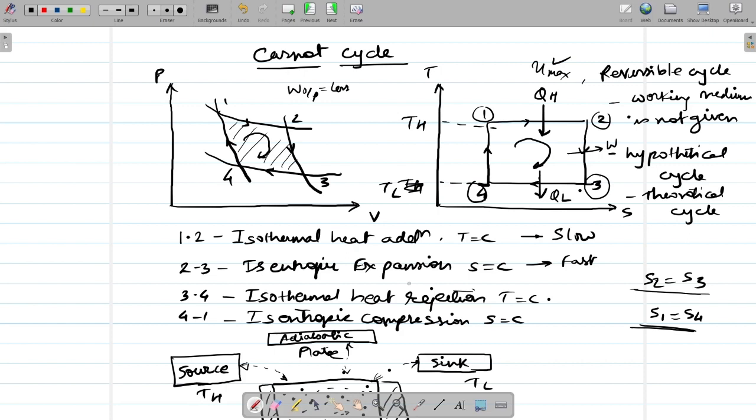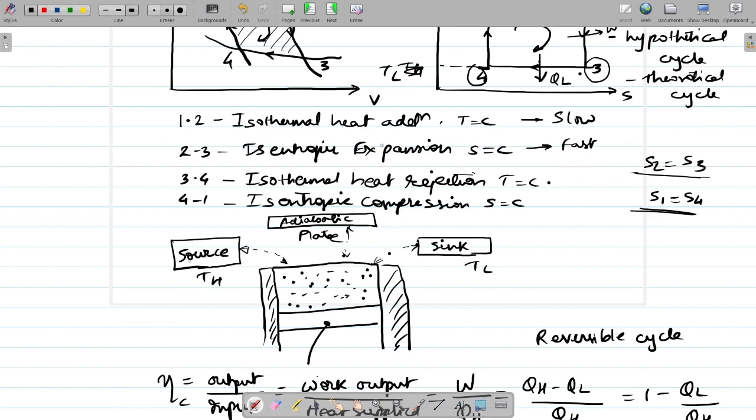Then the limitation of this Carnot cycle is that practically it is not possible, because alternately bringing the source and the sink in contact, two times in one cycle, is not possible, and the adiabatic process again for expansion and compression is not possible. And also in the same stroke, the slow speed during heat addition and fast speed during expansion is not possible in one process or one stroke.